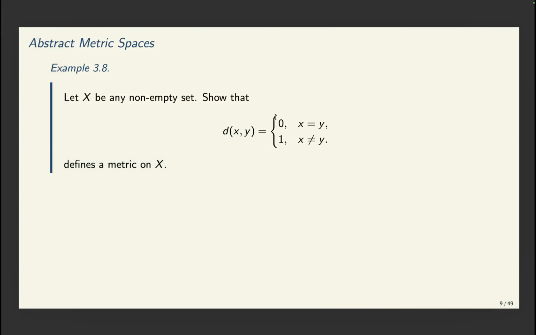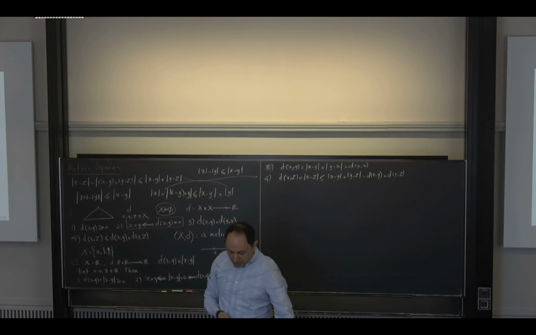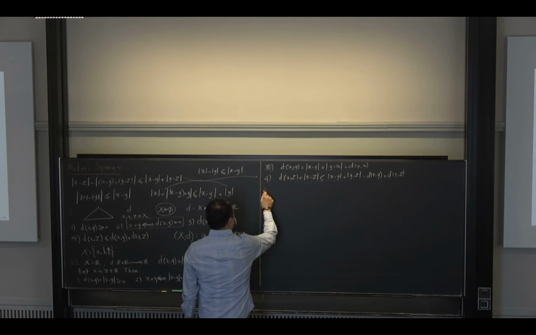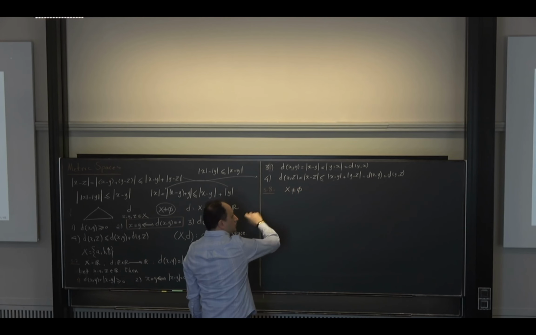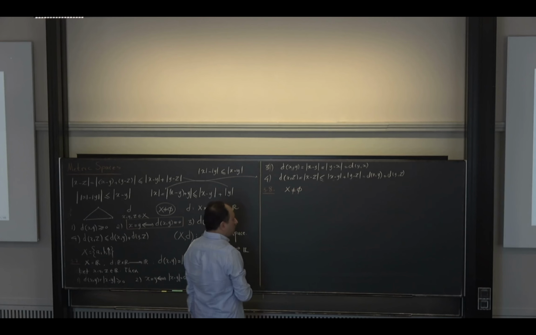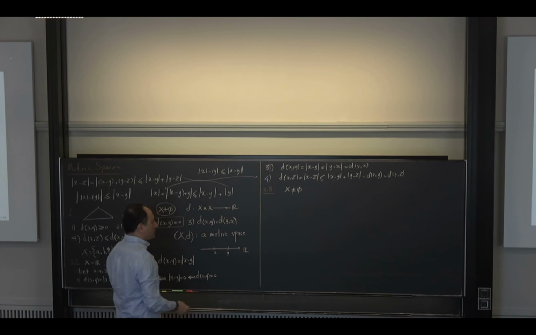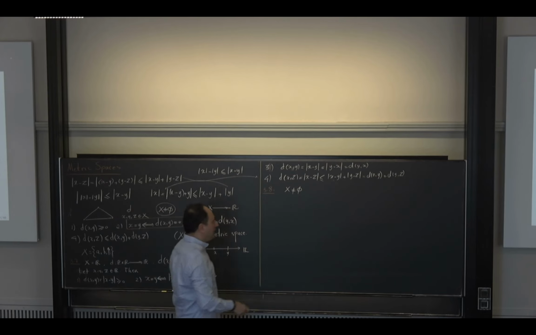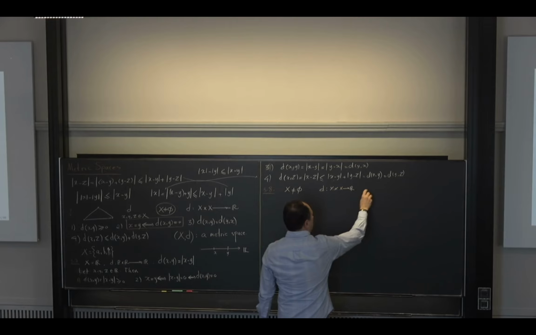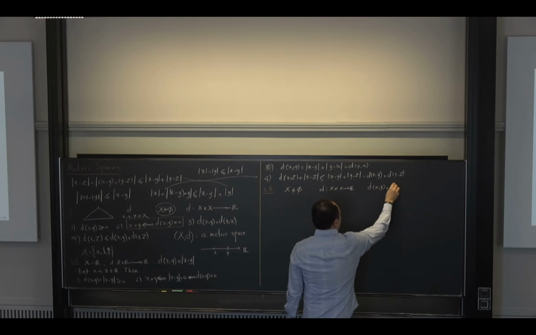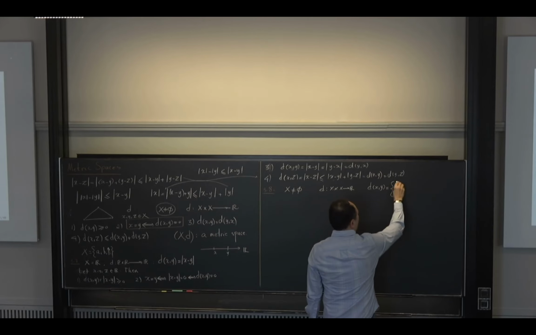So this one, I really want you to have it in your memory. This is a very strange metric. And this is important. Let me just explain it here on the board. Example 3.8. X is a non-empty set. This is important to know. I am not imposing any structure on X yet. X is just a set of random elements, random objects. They are not even numbers. I don't know anything about what is inside X. But I am claiming that this function, defined by this strange formula, is a metric on X.